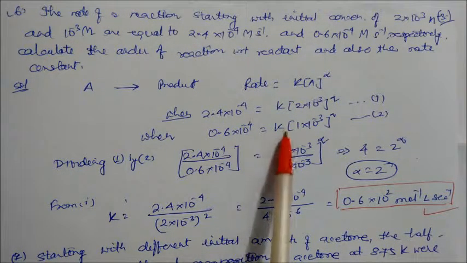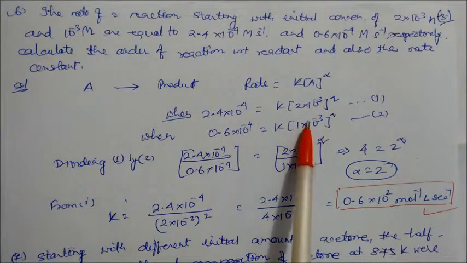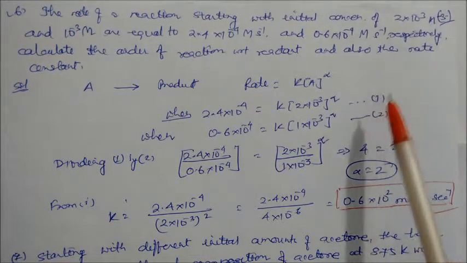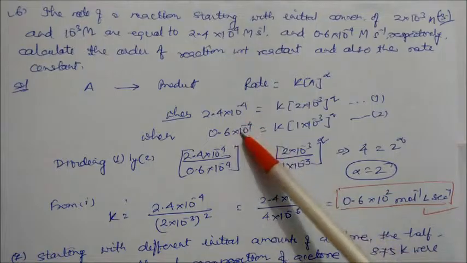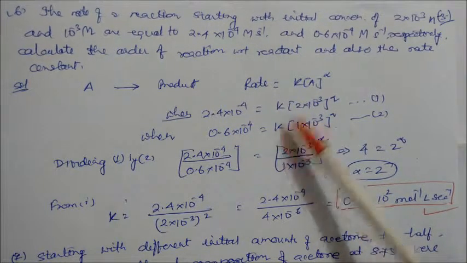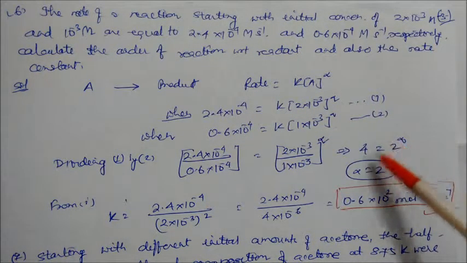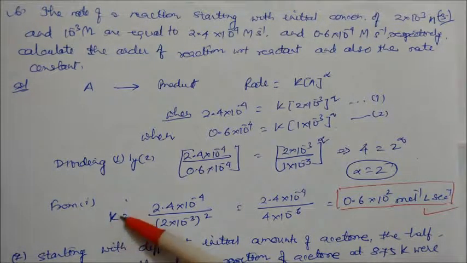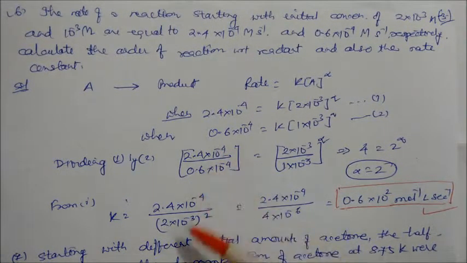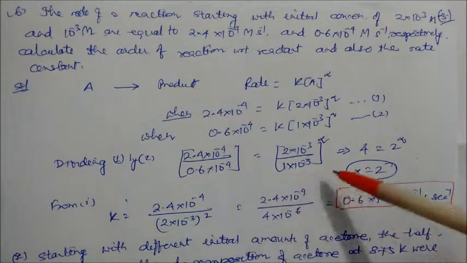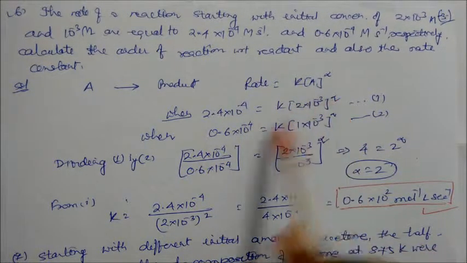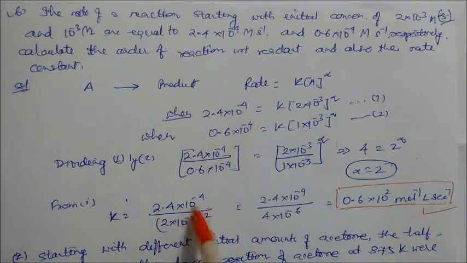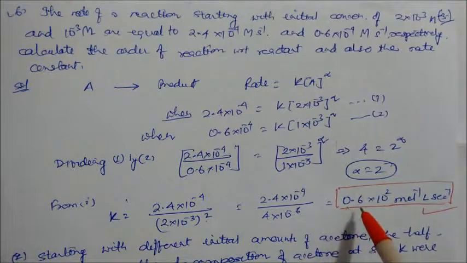If you divide this by this, the k will cancel, so you will get the alpha value. So 4 equals 2 to the power alpha, so alpha is equal to 2. Now what is the k value? The k value will be this rate divided by the concentration to the power alpha, from reaction 1. Solving, you will get 0.6 into 10 power 2 liter per mole per second.